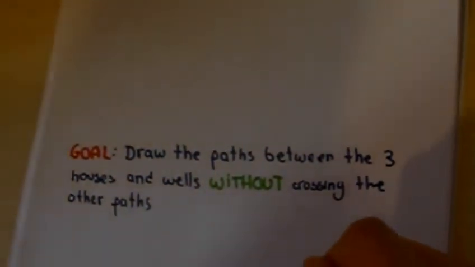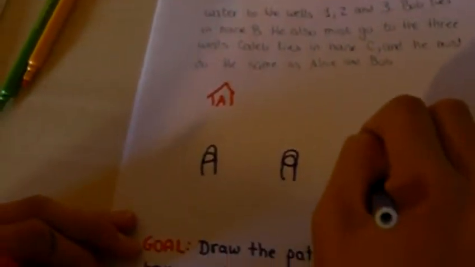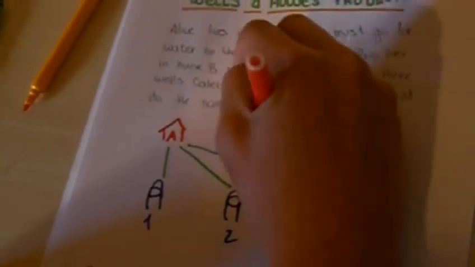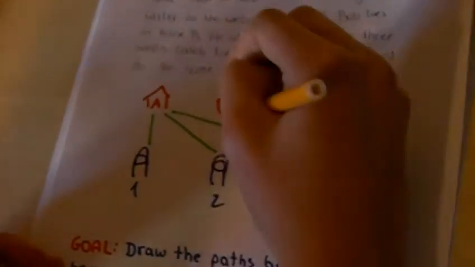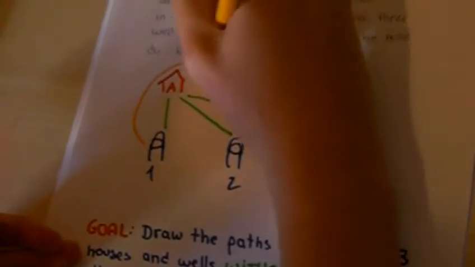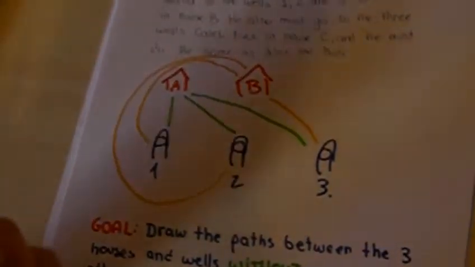Okay, so let's just try. You have here Alice's house and the 3 wells, 1, 2 and 3. Okay, so let's draw the path right here, here and here, for example. Okay, let's set Bob's house. Okay, his path is going to be here. Oh, he can't go here, it's crossing the path, so he has to go backward and behind Alice's house.